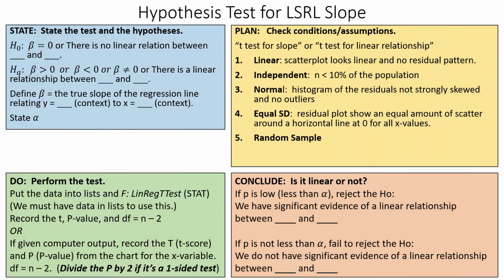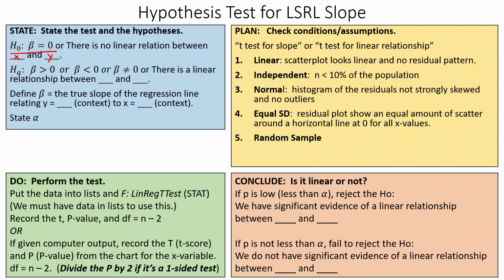All right, so here's how our hypothesis tests work for slope, for least squares regression lines. So we're still doing state, plan, do, and conclude. We're going to start off by stating that our null hypothesis is that our slope equals 0. So there is no linear relationship between whatever x and y are. All right, context, you can have that there.